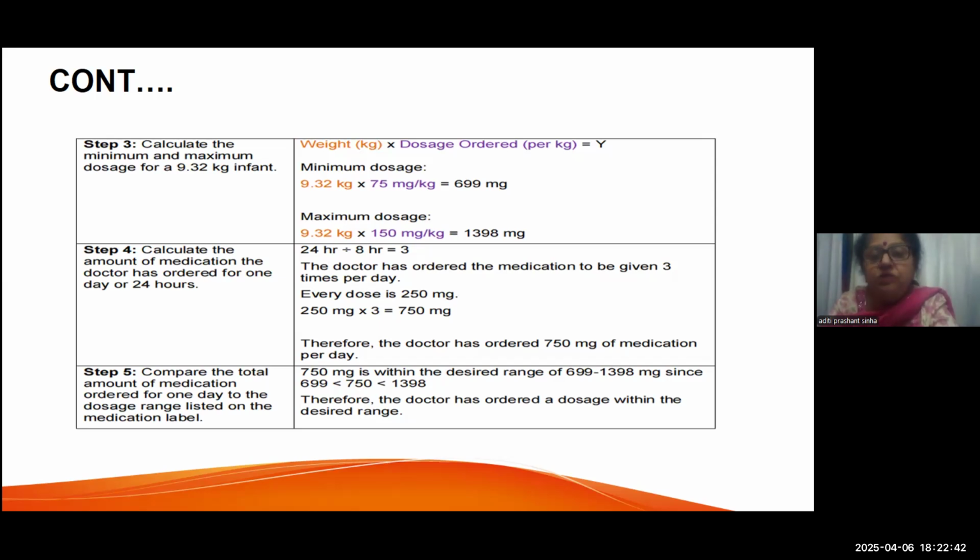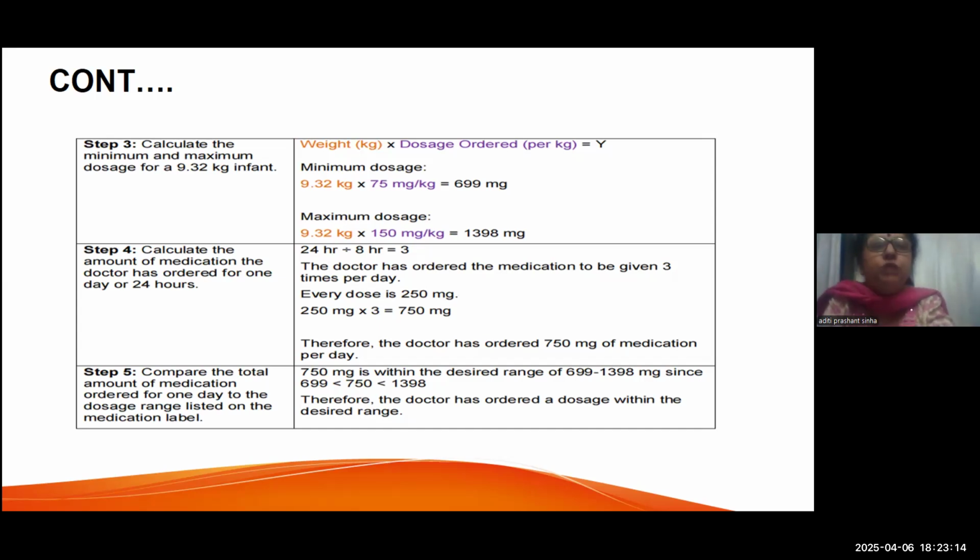So every dose is 250 mg. 250 into 3 is 750 mg. So the doctor has ordered 750 mg of medication per day. So this 750, when they have said 699 to 1398, since 699 is less than 750 and 750 is less than 1398, he has ordered a dose within the desired range. I hope that this point is clear to you in this question.